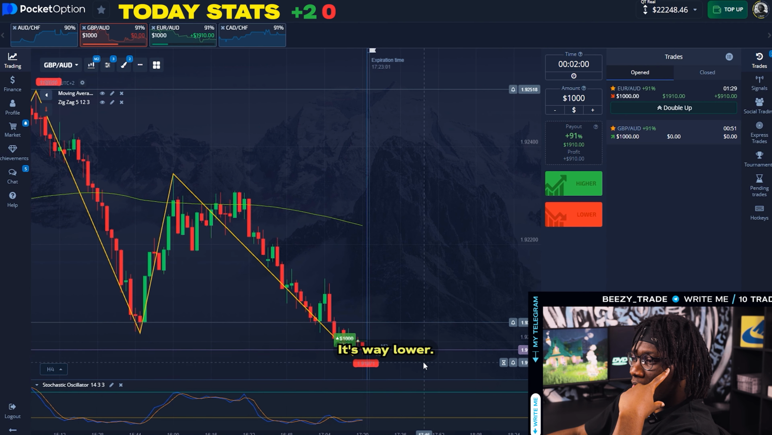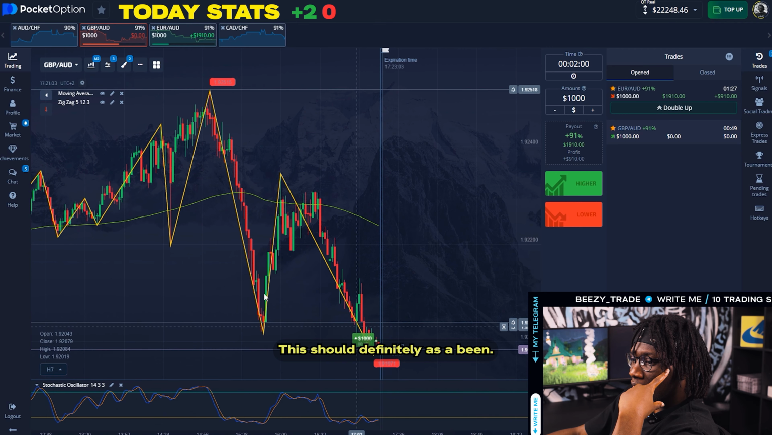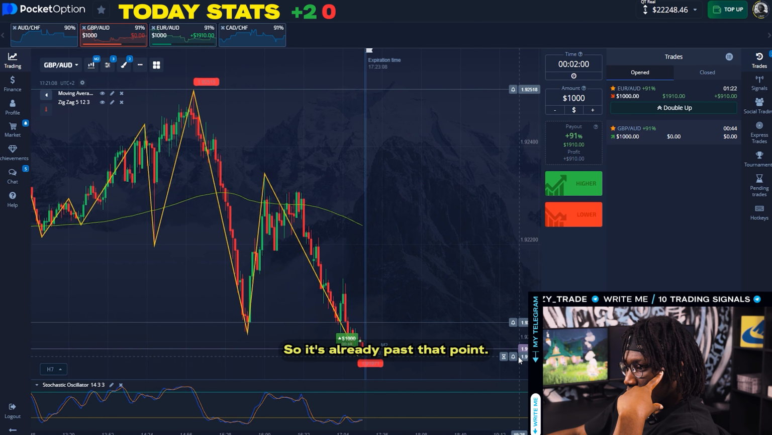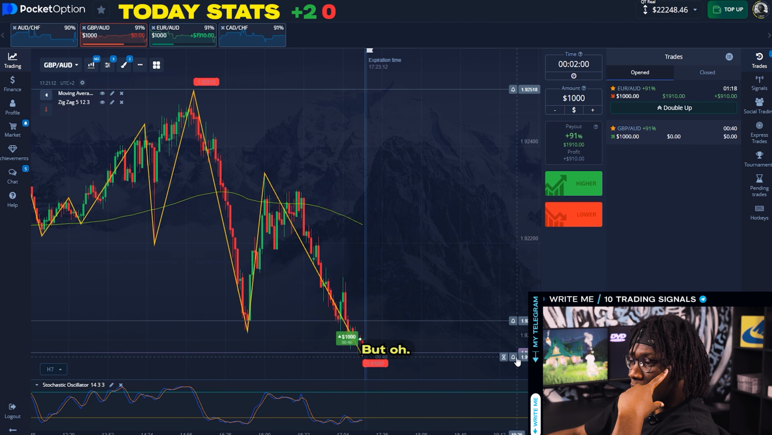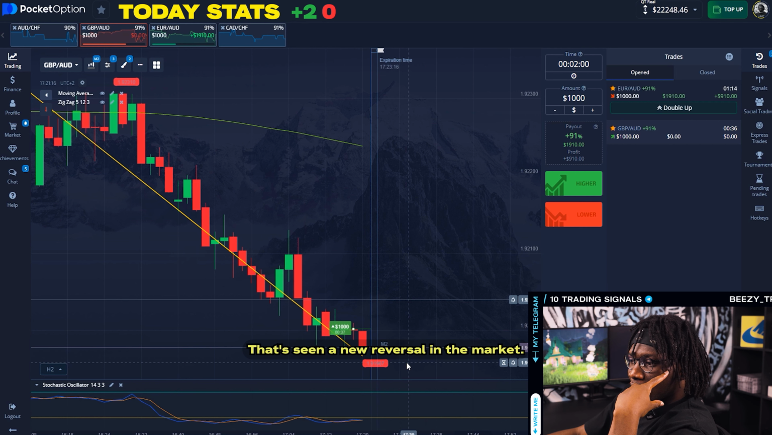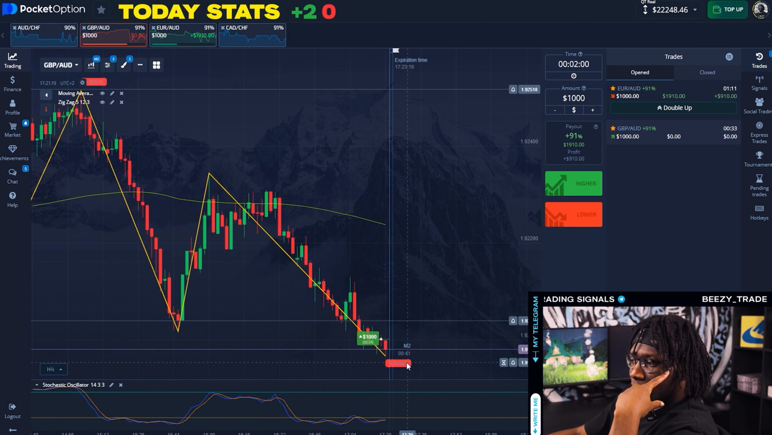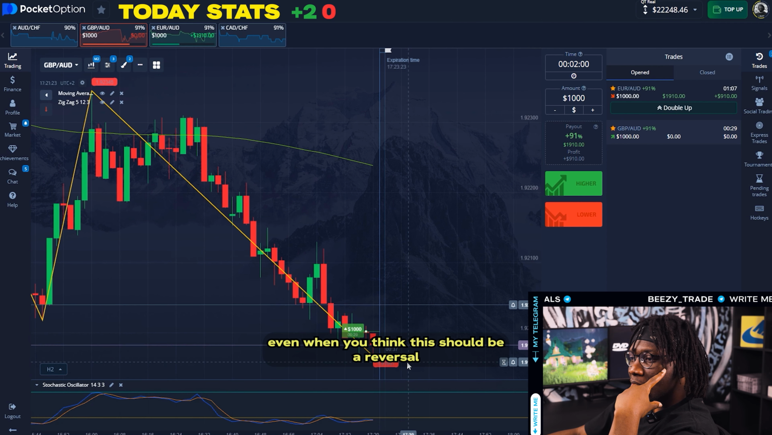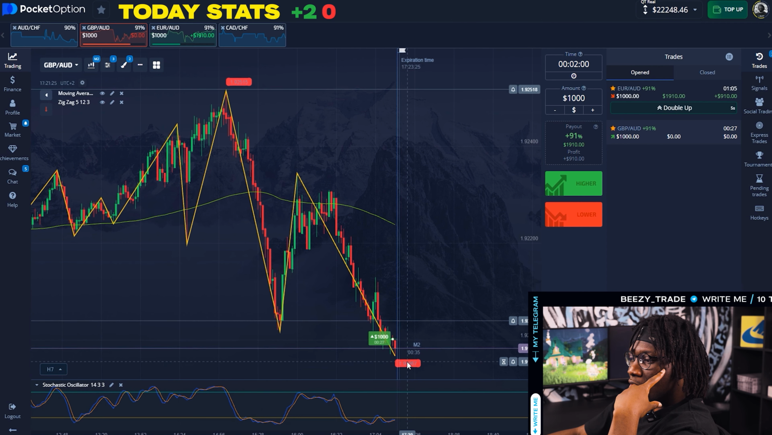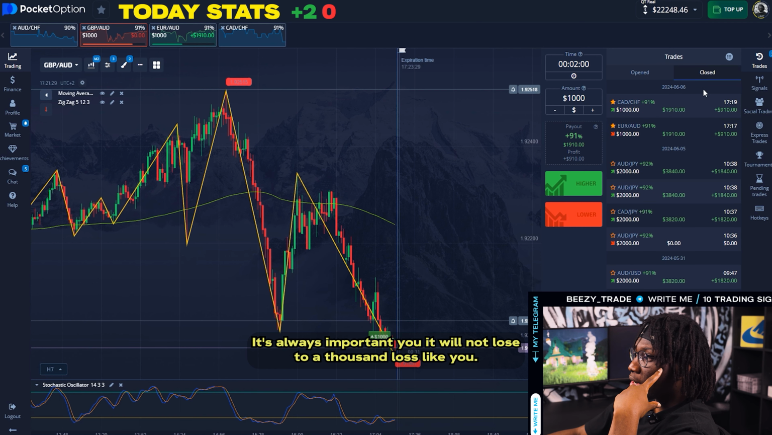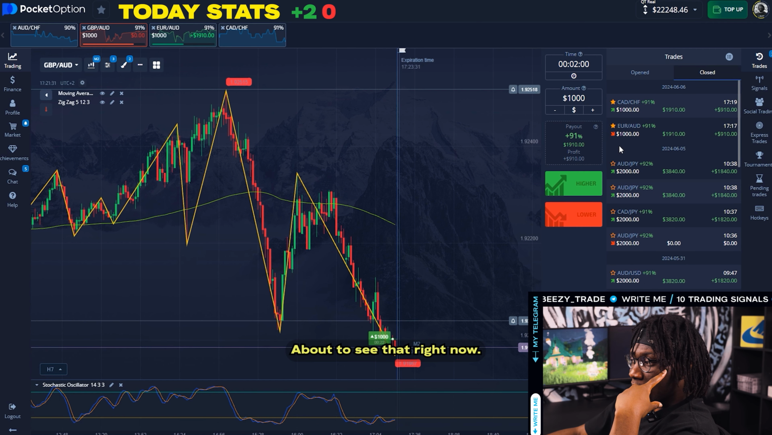1902. Oh, it's way low. No, we're at 191 already. So it's already past that point. So definitely we should be seeing some reversal here, but no. Not seeing any reversal in the market. I mean, you trade against a trend, you get beaten, even when you think there should be a reversal. Trading the trend is very important, guys. Always important. It will not lose you 1,000 like you're about to see right now.